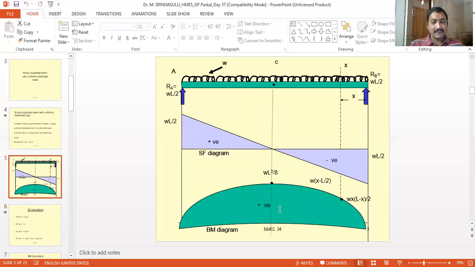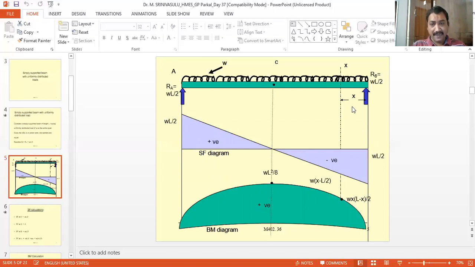The first step is to mark the points. At A, the value is equal to plus WL by 2. So you have to take some suitable scale and mark this. Now the shear force at point C is equal to 0. Now the shear force at B is equal to minus WL by 2. This is the point. Now we have to join all three points.